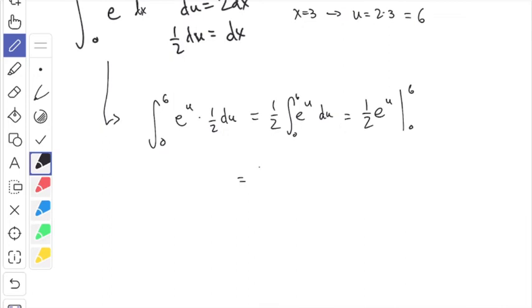I plug in the 6, I get 1/2 e to the 6. I plug in the 0, I get 1/2 e to the 0. And this is the same answer that we got before, all right?